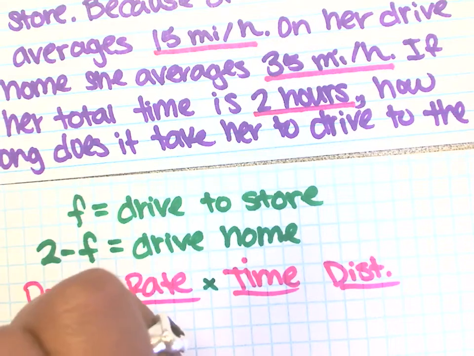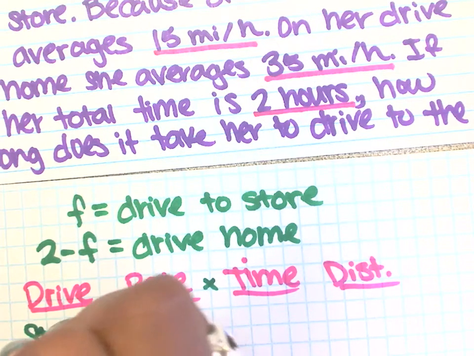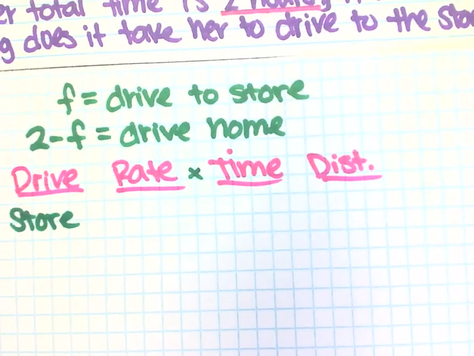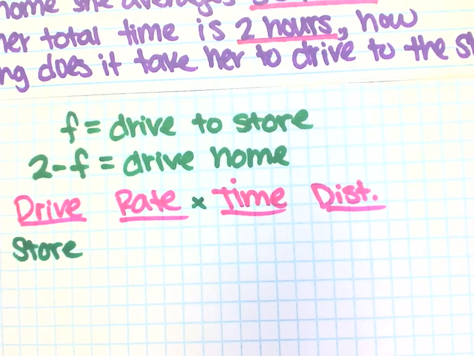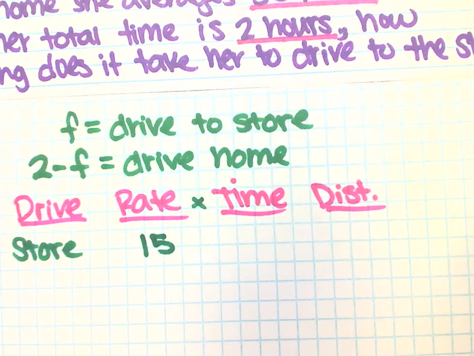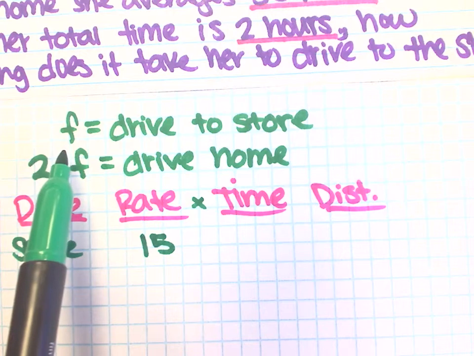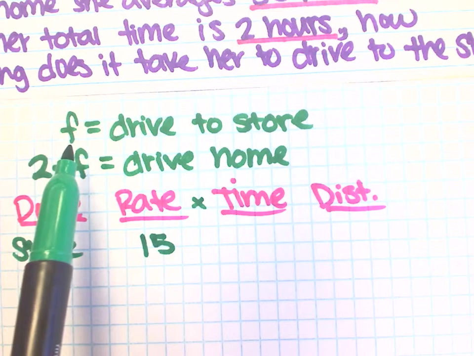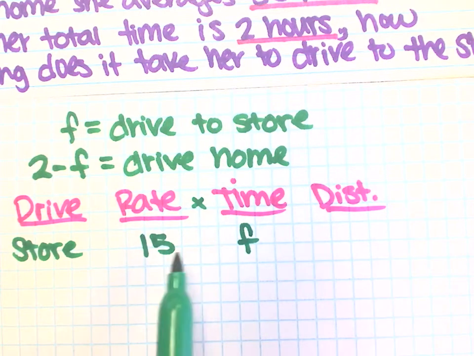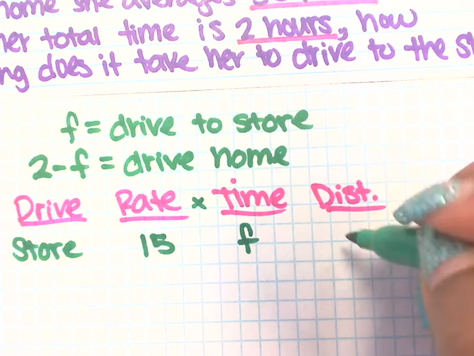Alright, so my drive to the store. How many miles an hour did it take me? What's the rate that I was driving at to the store? 15. Okay. My time, what did we indicate? What letter? F. So what's my distance? Rate times time. 15 times F is 15F.